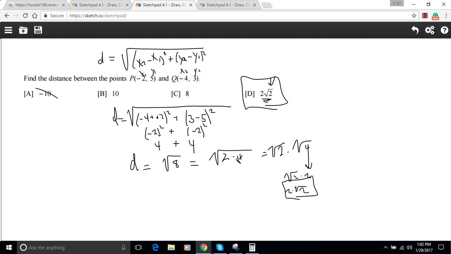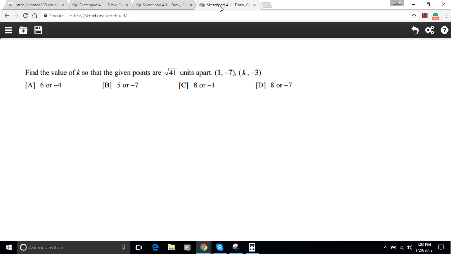But sometimes these numbers can be tricky, and if the factoring looks like it'll take a long time to do, just grab your calculator and try these out. All right, let me show you one more type of problem. This one's pretty tricky. I'm going to put my distance formula up here again.